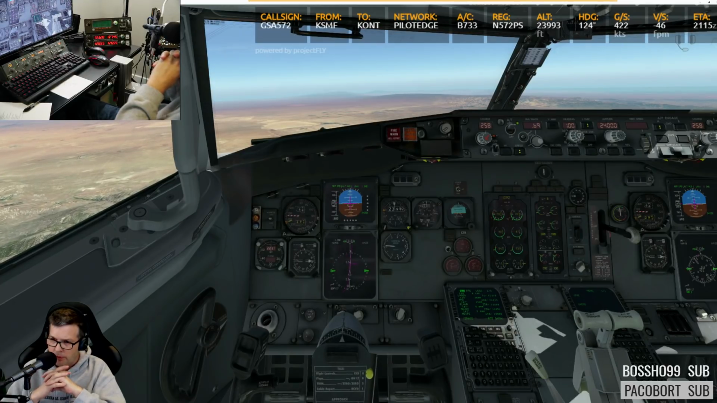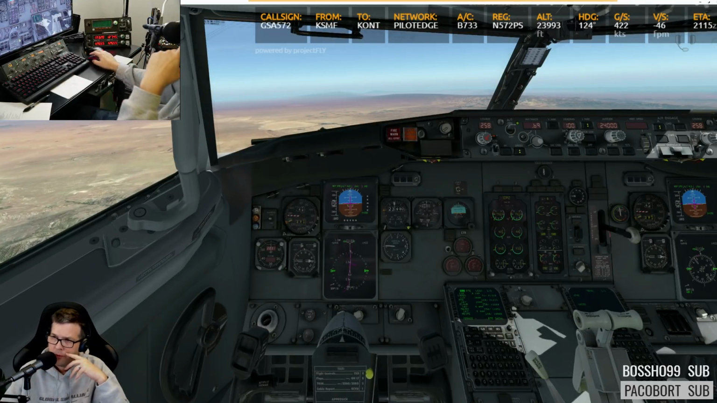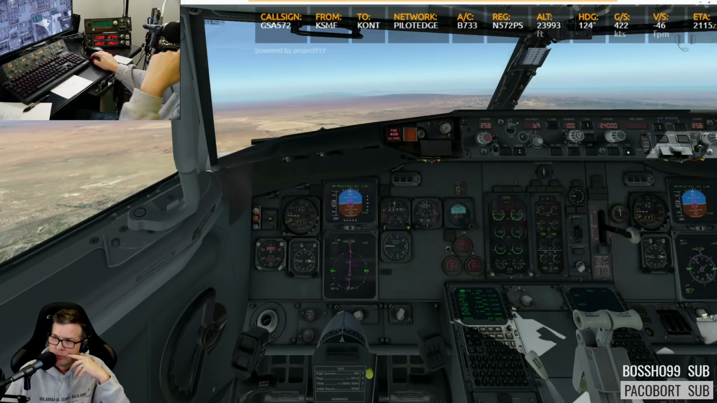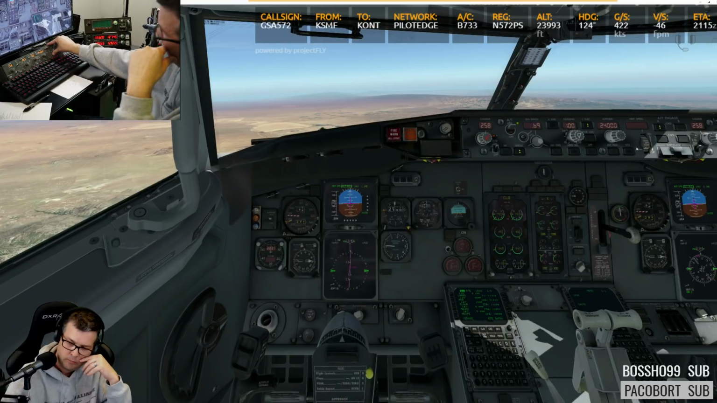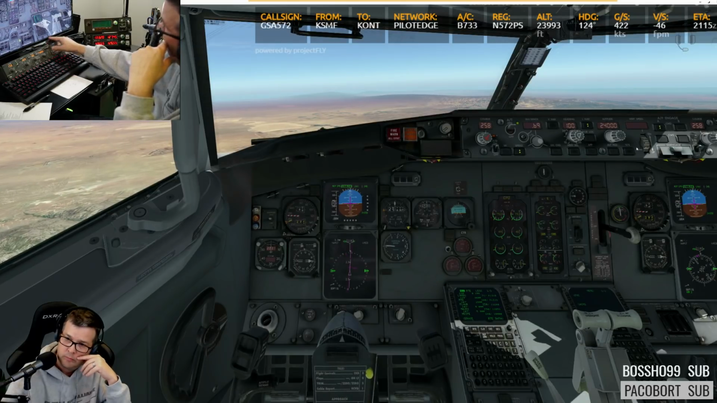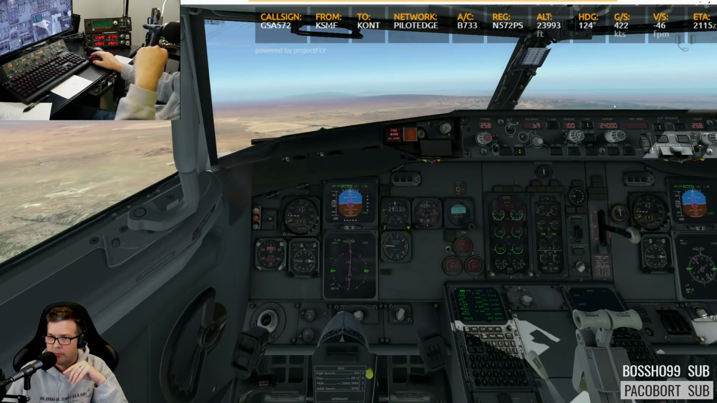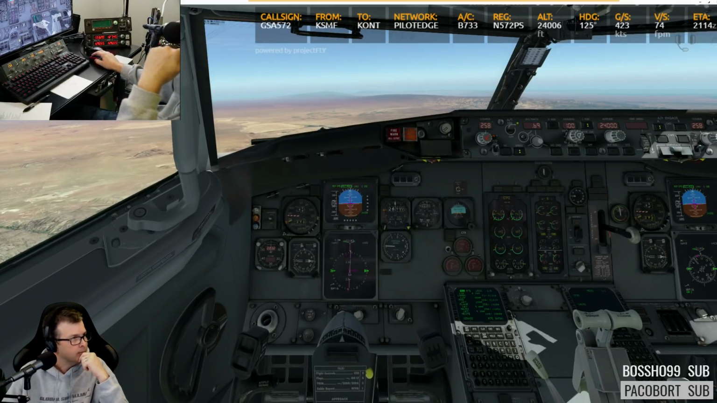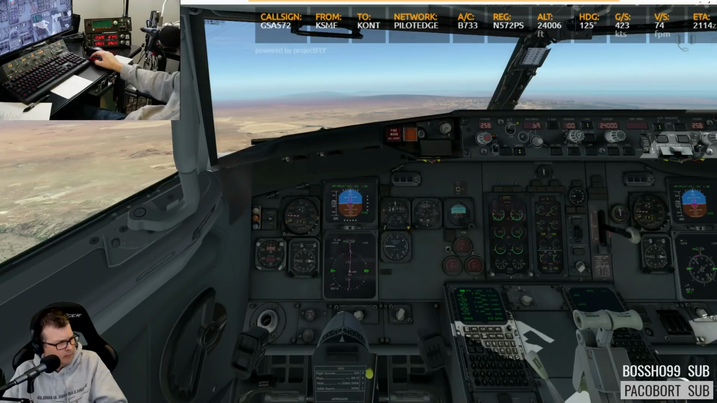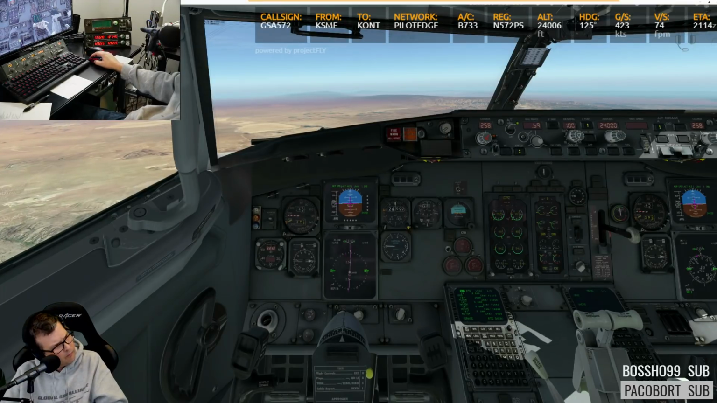612 Charlie, contact SoCal approach 135.4. Cessna 612 Charlie. Thank you.